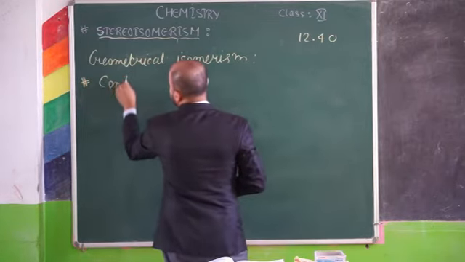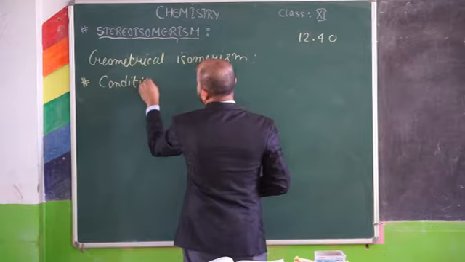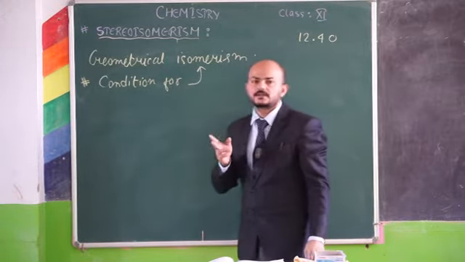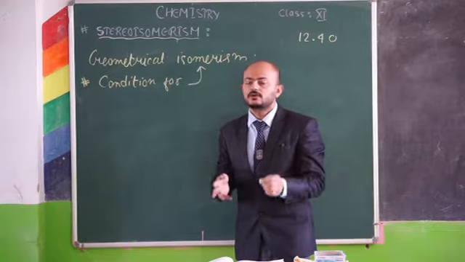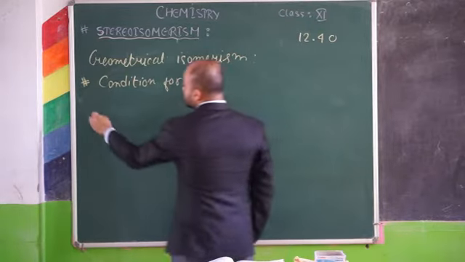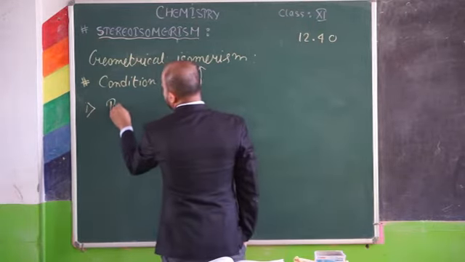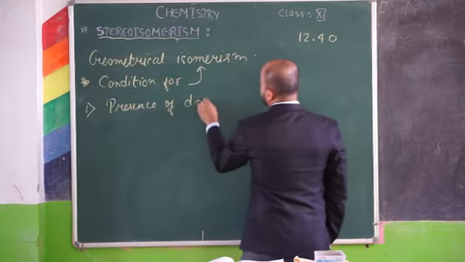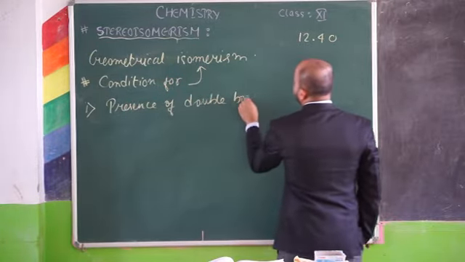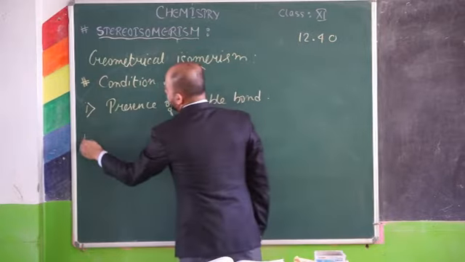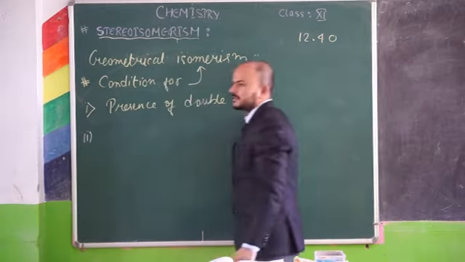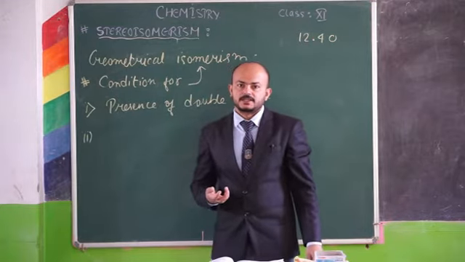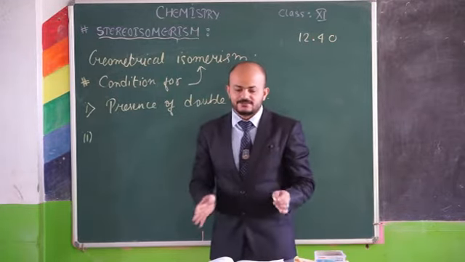Condition for geometrical isomerism. Now, there are two main conditions for a compound to show geometrical isomerism. Number one is presence of double bond. Another one is the same group should not be attached to the same carbon atom. Now, with an example, to be more clarifying.